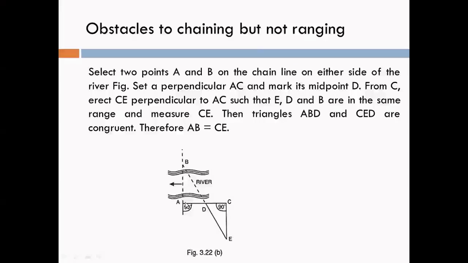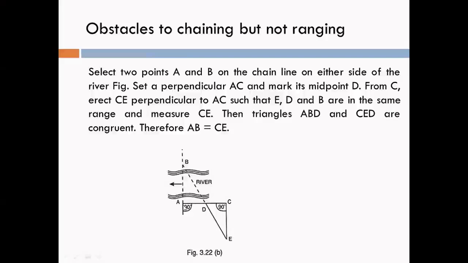See in figure. Consider 2 points A and B. Consider point A on one side of the river and consider point B on another side of the river. AB is our survey line.